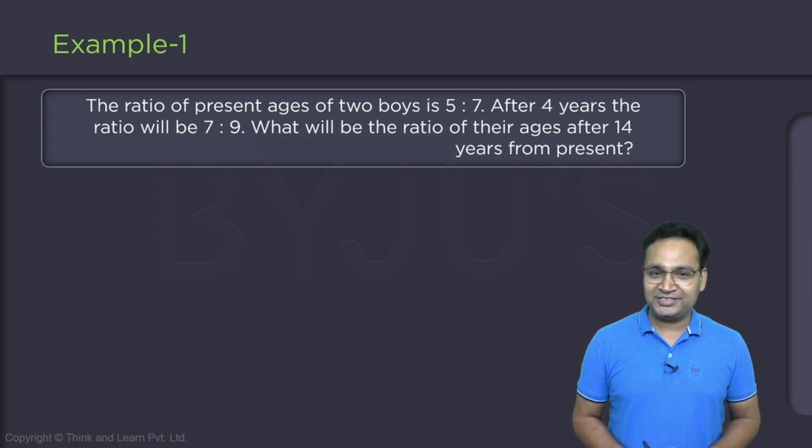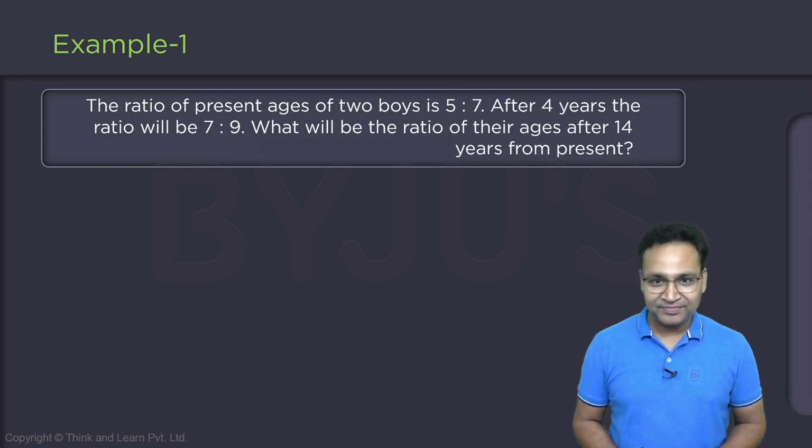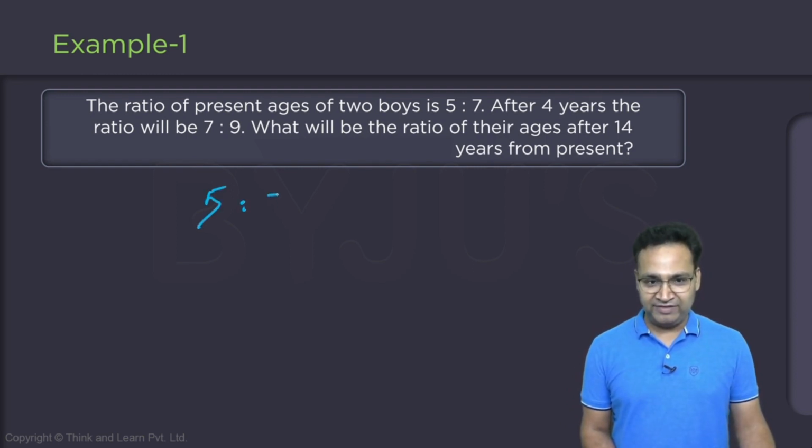The ratio of the present ages of two boys is 5 ratio 7. After 4 years, the ratio will be 7 ratio 9. So presently the ratio is 5 ratio 7. After 4 years, the ratio will be 7 ratio 9. Clear? Okay.